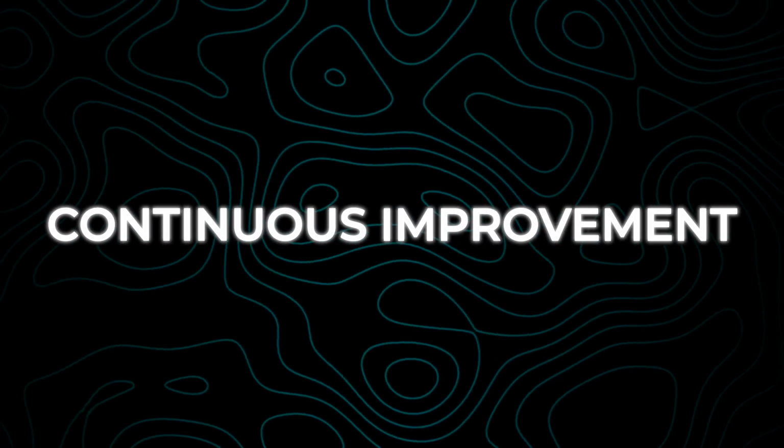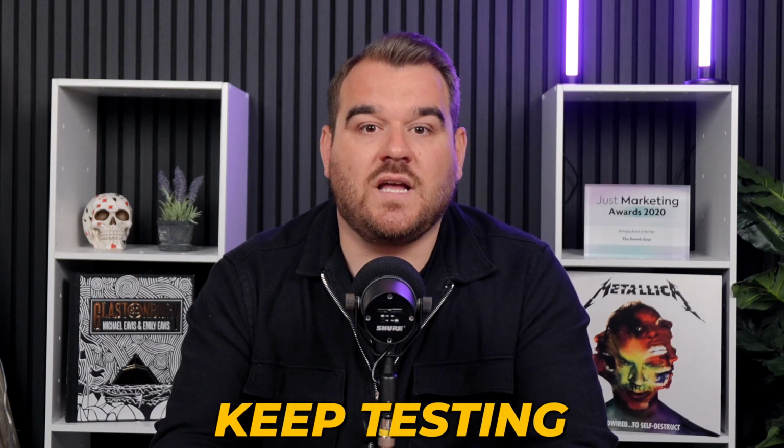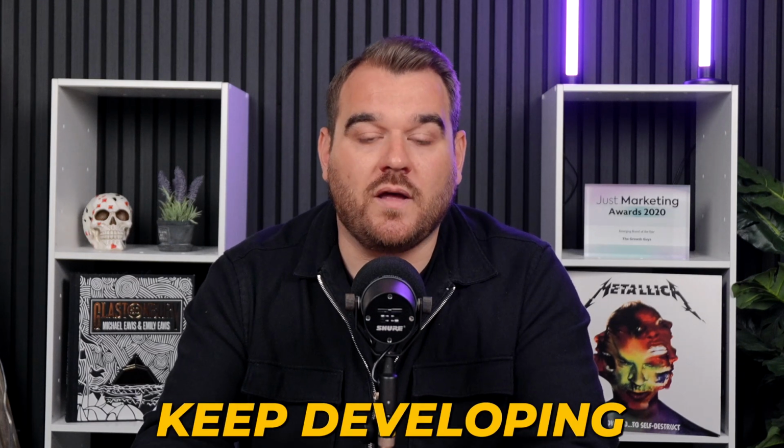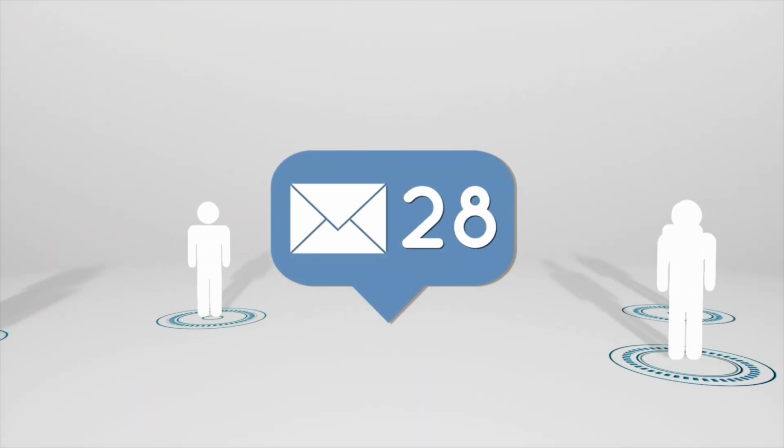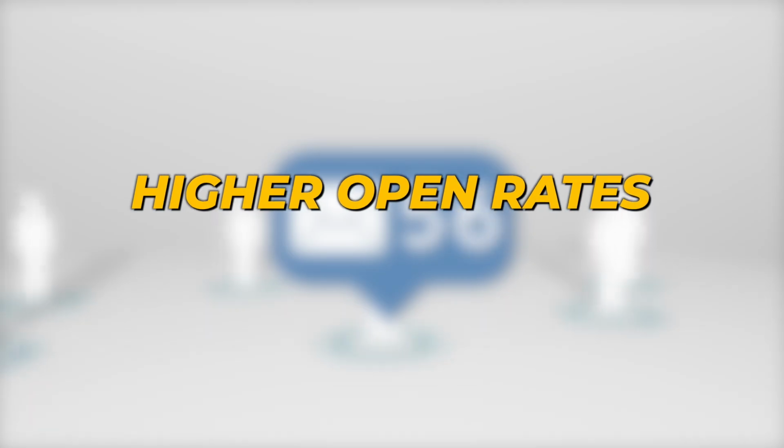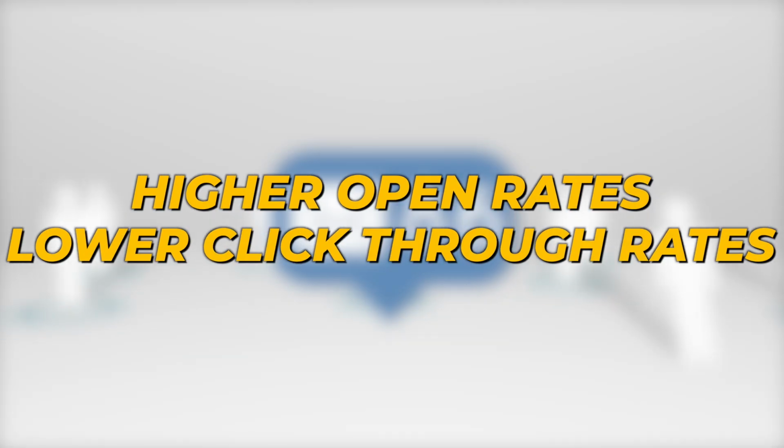Then we've got continuous improvement. Adopt a mindset of continuous improvement. Keep testing, keep analyzing, keep developing those strategies to stay ahead of the competition. So for example, if you notice that your new email frequency is leading to higher open rates but lower click-through rates, you might adjust the content or timing of your emails to engage your audience better.